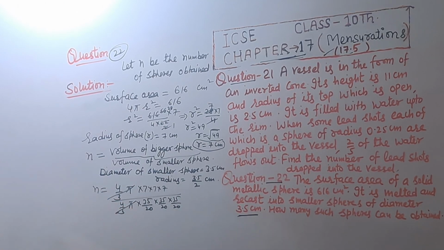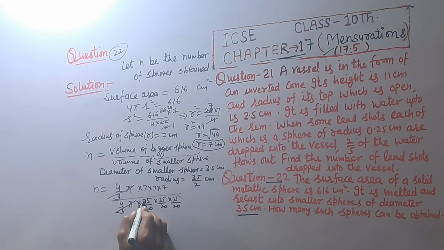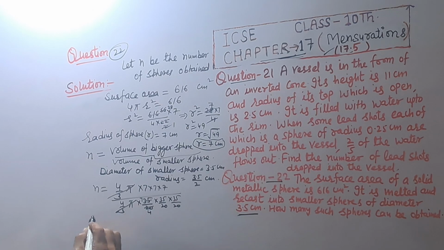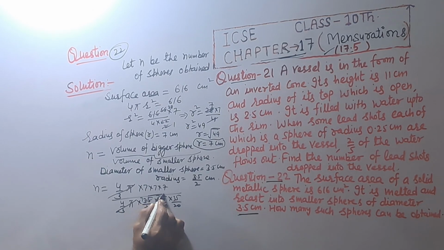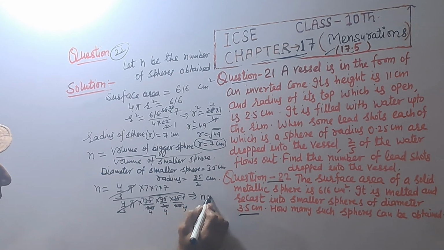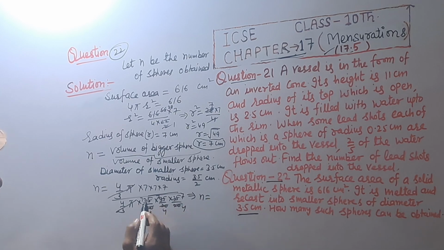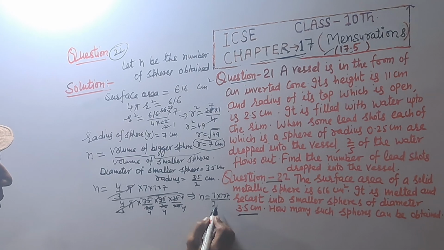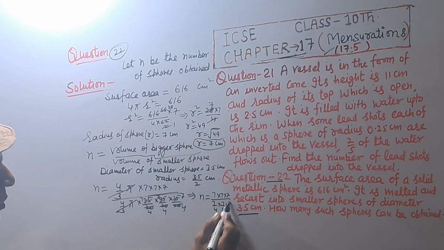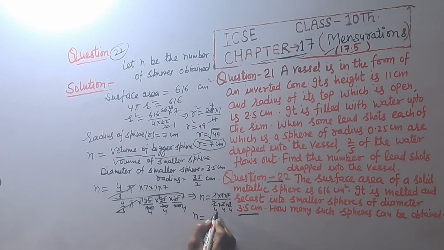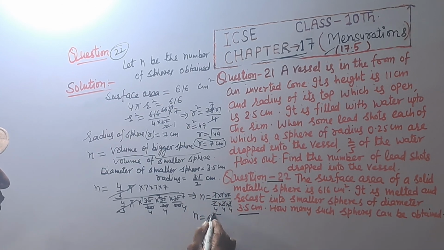4 upon 3 pi is cancelled. And we get 7 5s are 35, 4 5s are 20, 7 upon 4. Which implies n is equal to 7 into 7 into 7 divided by 7 upon 4 into 7 upon 4 into 7 upon 4. 7s are cancelled, and we get n is equal to 4 4s are 16, 16 4s are 64.